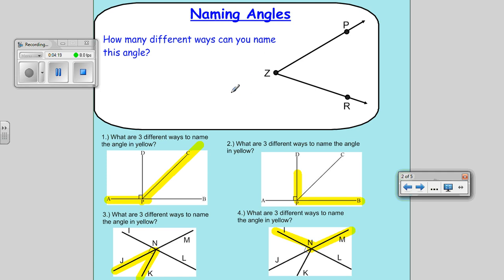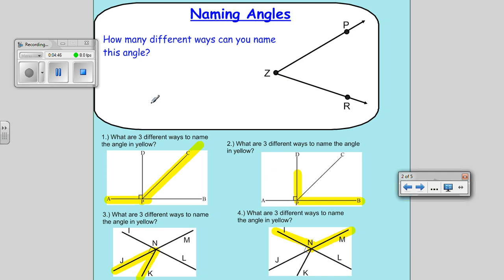How many different ways can you name this angle? Well, I know it's an acute angle. PZR. It could be a complementary angle. It also could be an obtuse angle. Alright, and you could also name it, just another way to say it, PZR, you can name it that way, or Z, or RZP, as far as just naming the angle.